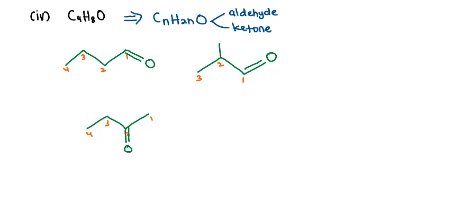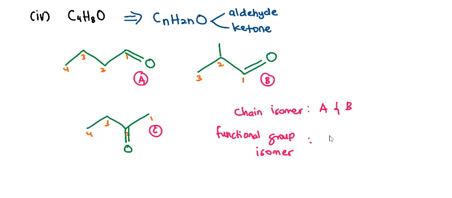Okay, so we only have 3 structures for this molecular formula, A, B, and C. So we have a chain isomer, which is between structure A and B. And then we don't have a positional isomer for this molecular formula, but we have a functional group isomer, which is structure A, B, with structure C, because A and B are an aldehyde. Okay, C is a ketone.